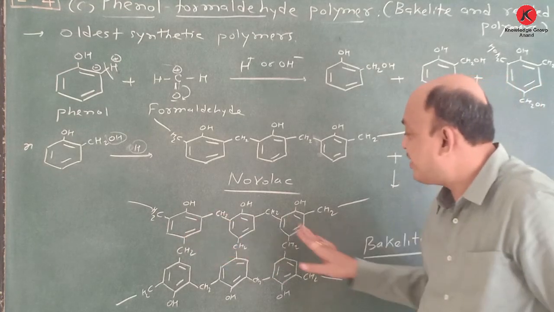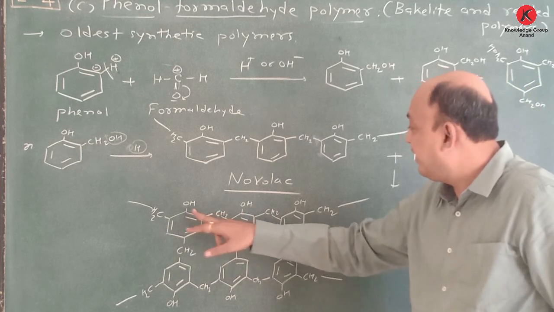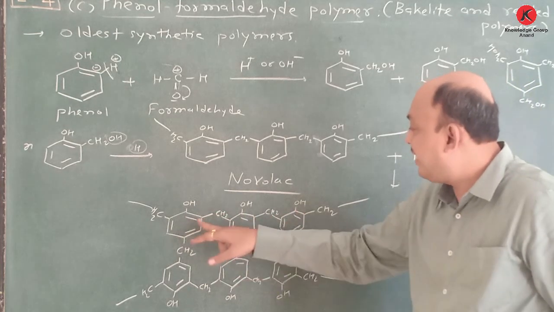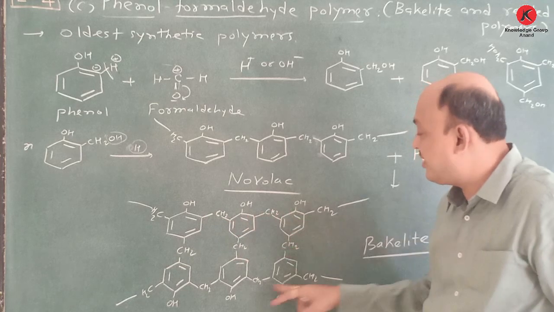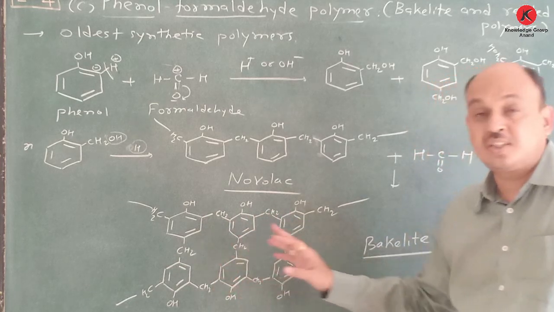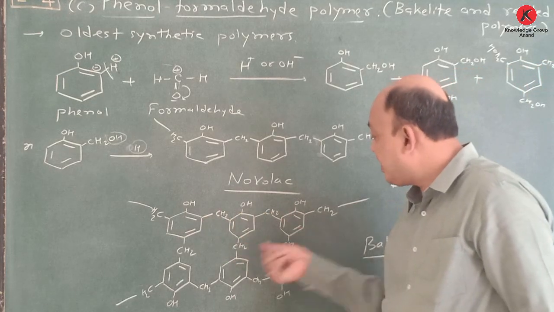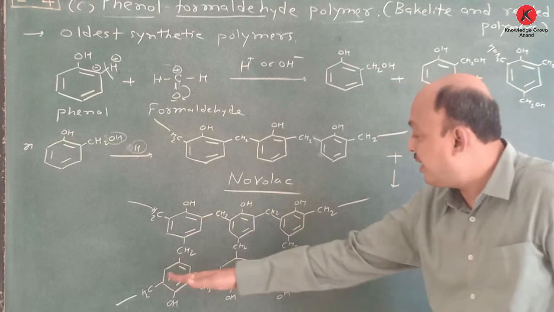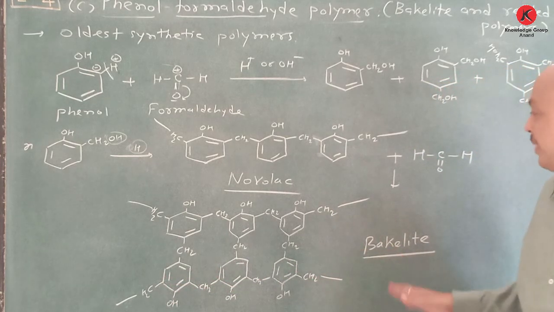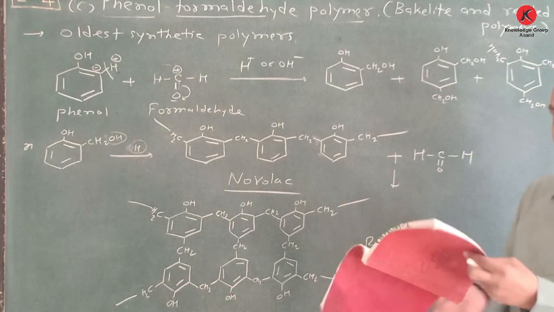First of all, you draw a benzene, then write down OH, OH, OH, then write down CH2 at the ortho position. Don't write at another position, otherwise you get 0 marks, simply 0 marks. So here at ortho position CH2, CH2, CH2, and write according to this way. So this is nothing but bakelite. It is very important.